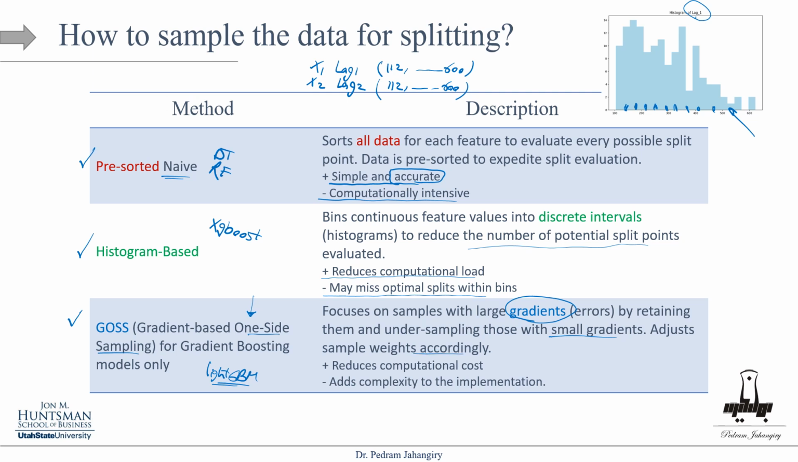So what is the advantage? It's going to reduce computational cost. And what is the disadvantage? Because we're undersampling from the smaller gradient ones, it's more complex. But anyways, it's going to be more efficient and faster, so that's why LightGBM is using it. So this was the second question, how to sample the data for splitting. And now you know what kind of sampling method each model is using.